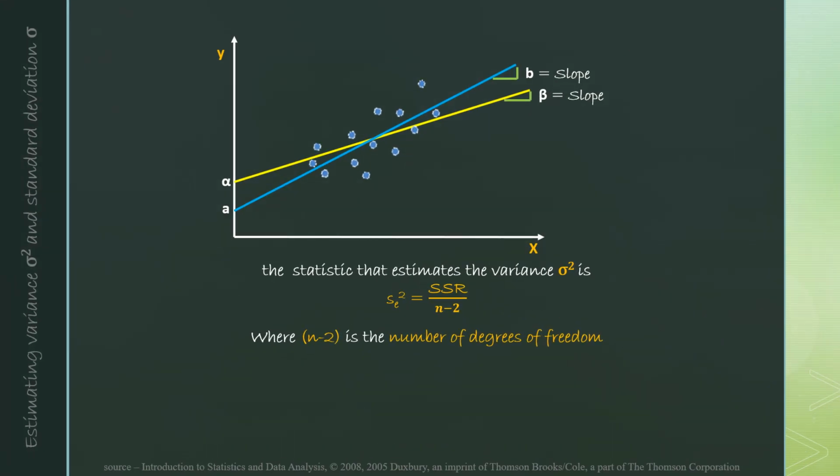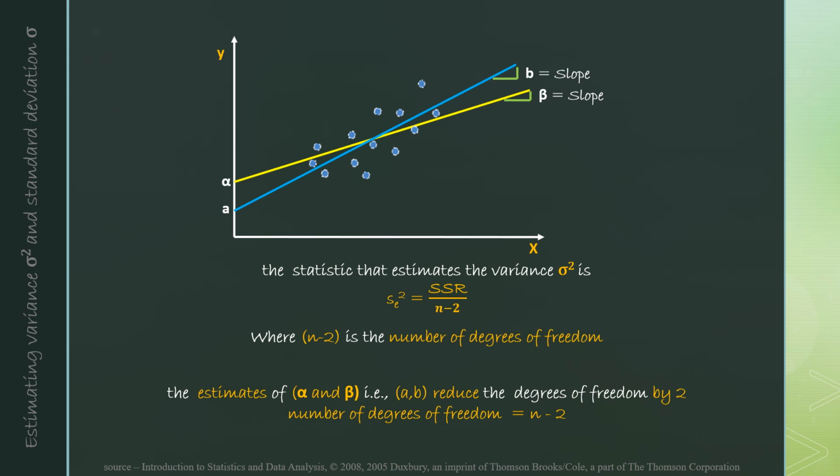We start with estimating the variance in error E, that is sigma square. The statistic that estimates the variance sigma square is denoted by SE square, which equals SSR divided by n minus 2. The subscript E reminds that it is the variance of the errors, in other words the residuals, where n minus 2 is the number of degrees of freedom. The estimates of alpha and beta, that is A and B, reduce the degrees of freedom by 2. Therefore, the number of degrees of freedom equals n minus 2.